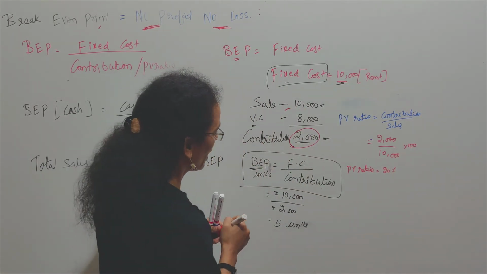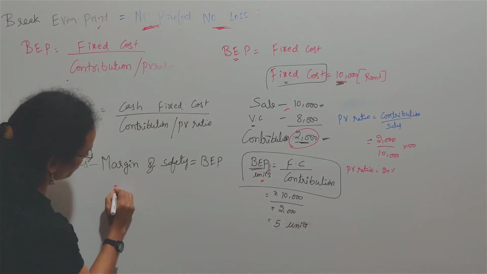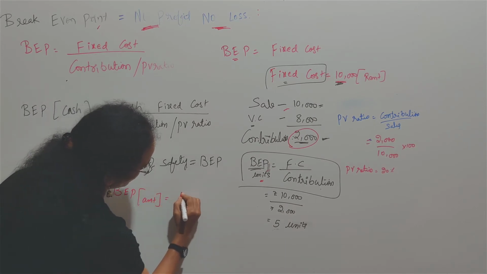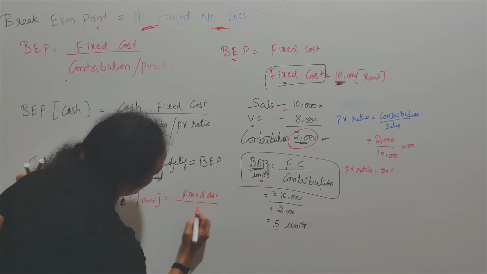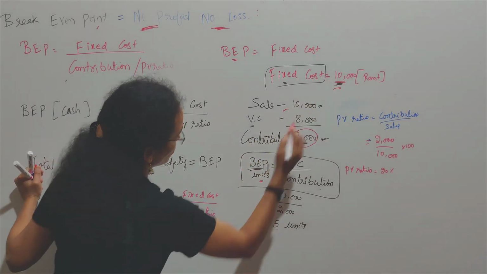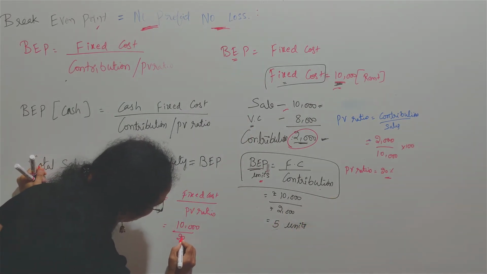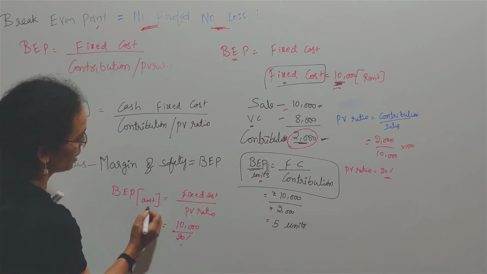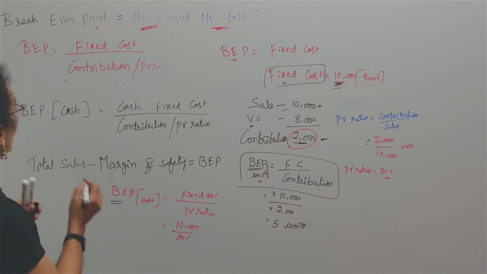If I want break-even point in terms of amount, it is fixed cost upon PV ratio. Fixed cost is 10,000 rupees and PV ratio is 20%. If you calculate this, you will get break-even point in terms of the amount. Right? Next thing is cash break-even point.